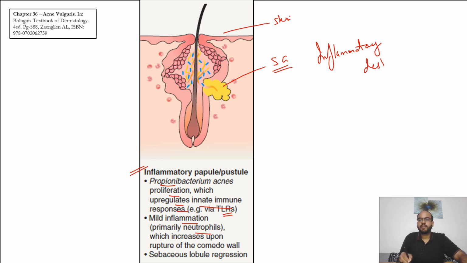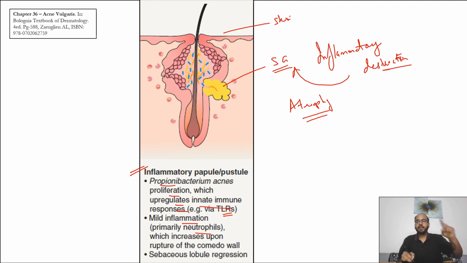Okay, and when this blockage is so much so that it causes an inflammatory destruction of the follicle, if that starts to happen, your sebaceous gland will atrophy. Now it's not healthy. Now it's inflammatory acne. Clear? So just stay with me.